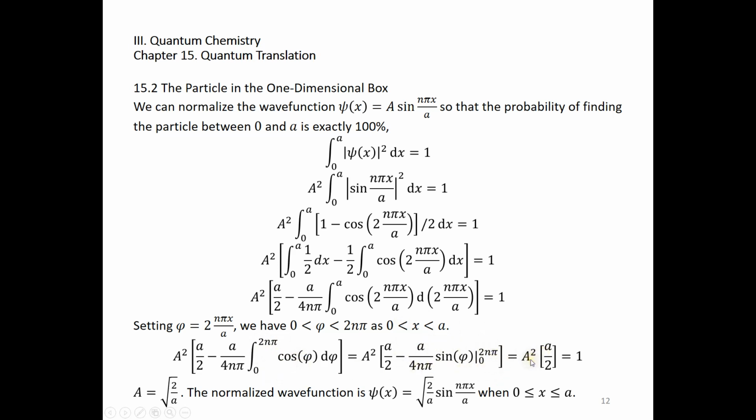We have a squared times the length of the box over 2. That should be 1. And therefore, the normalization factor A is the square root of 2 over the box length. The normalized wave function is the square root of 2 over the box length times sine n pi x over a, and x is between 0 and a.